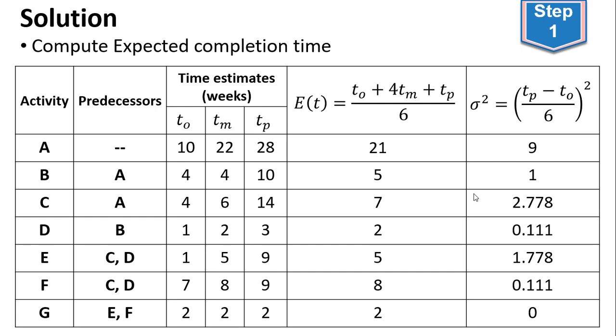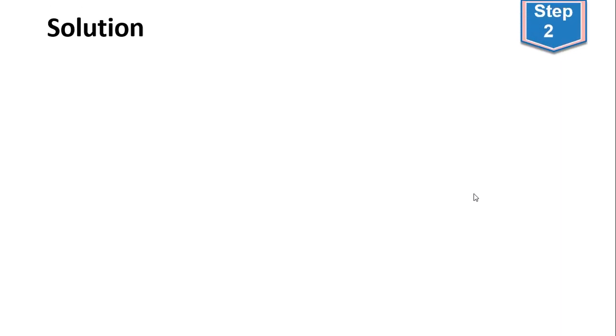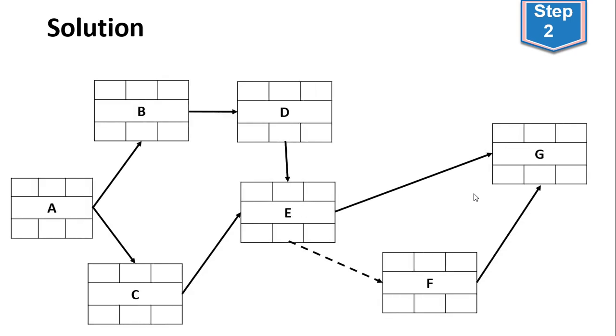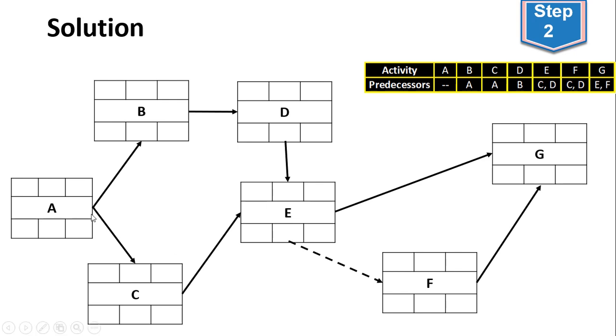So we are going to use the expected completion time to draw a network diagram for our project. The project diagram for this one is as follows. You can see this is the network diagram. Remember, activity A has no predecessor, activities B and C have activity A as their predecessor, and activity D has activity B as its predecessor. Activity E has activities C and D as its predecessors. Activity F also has activities C and D as its predecessors.